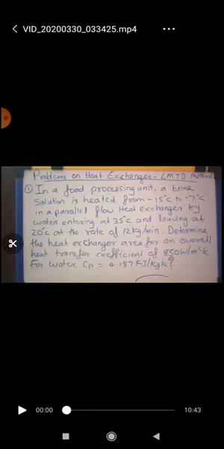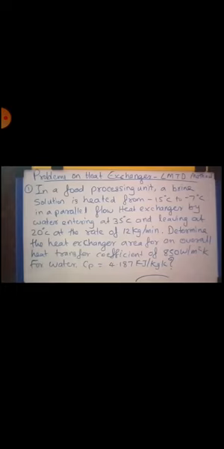Don't make any mistake in this. The hot fluid is losing temperature, and the cold fluid is gaining temperature. Leaving at 20 degrees centigrade at the rate of 12 kilogram per minute. That is, the mass flow rate of the hot fluid, that is the mass flow rate of water, is given as 12 kilogram per minute. But we have to convert that into seconds.